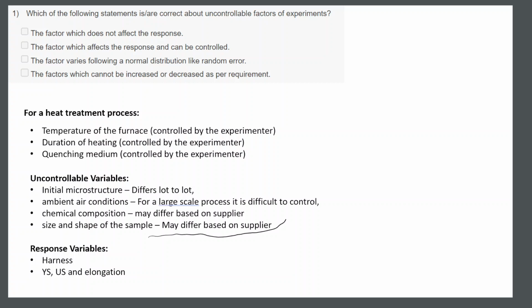So as per the question, what are the uncontrollable factors? You see the first option, the factors which don't affect the response. If something doesn't affect the response, it is not at all a factor, so this is not the correct option. A factor which affects the response can be controlled. Then it is not uncontrollable, right? If something is under control, it is controlled behavior.